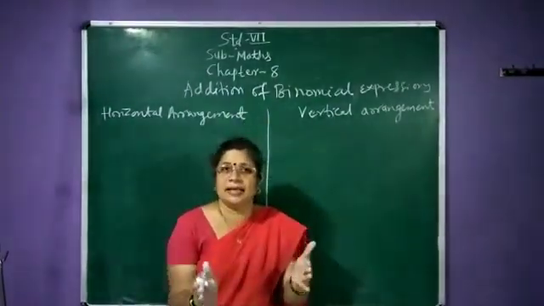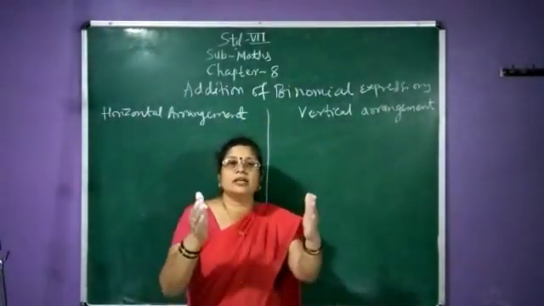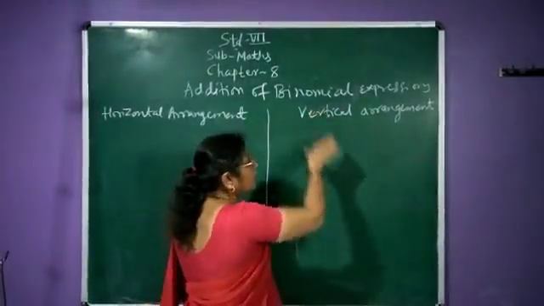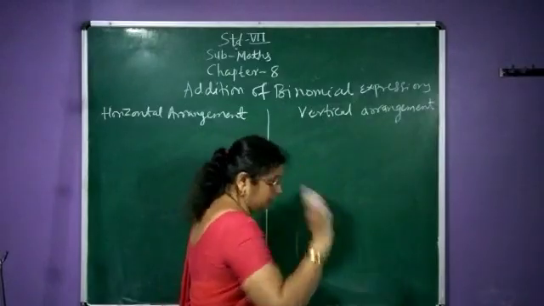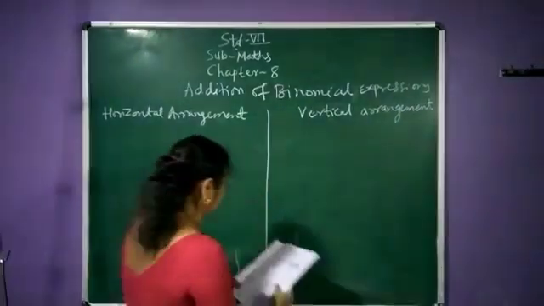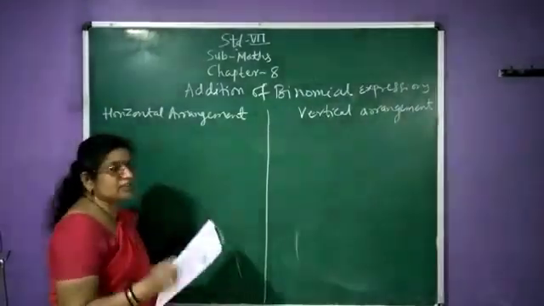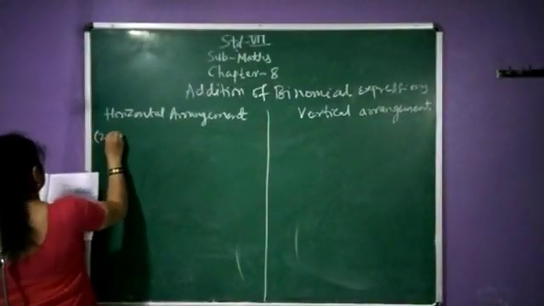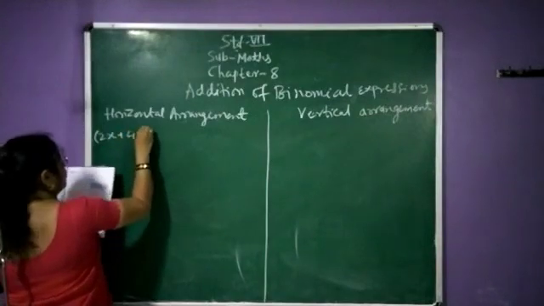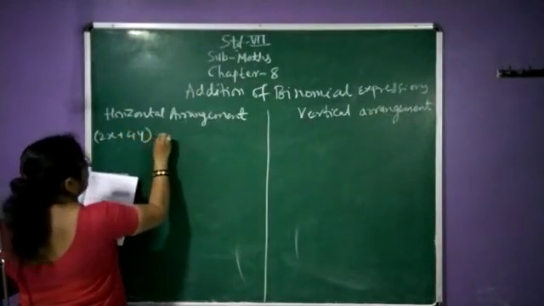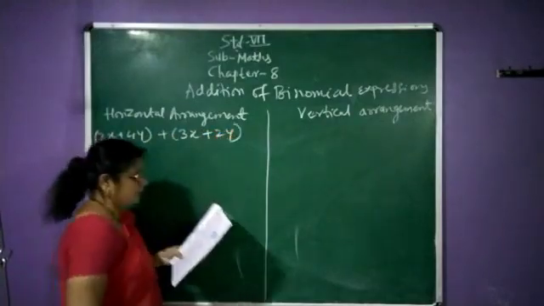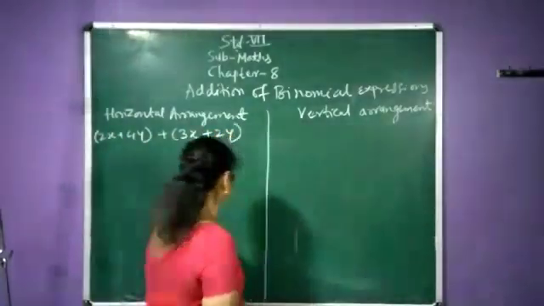If you have seen the Excel sheet, the vertical columns are there. So that is the vertical arrangement. Now we will see the first example. First I will show with the horizontal arrangement. The example is 2x plus 4y plus 3x plus 2y. Now how to solve this?